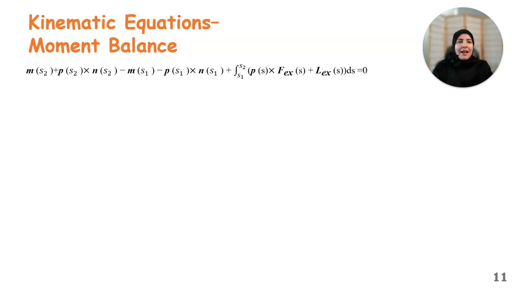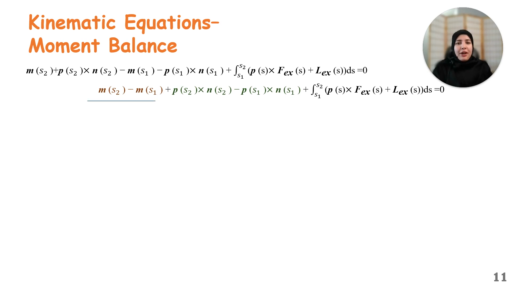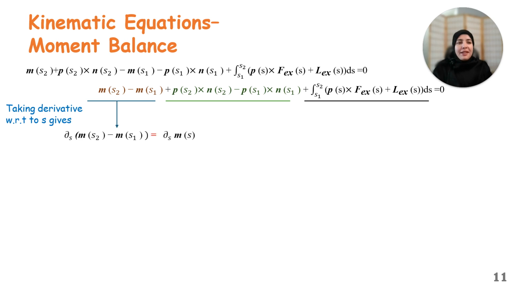Alright, now I'm gonna take derivative of this equation. Before that, I just rearrange the formula as you can see here. Next, I'll break it down into 3 parts and take the derivative of each part separately. So let us start with the first term. The derivative with respect to s of the difference between the moments at s2 and s1 is equal to the derivative of the moment as a function of s. Let's go to the second term.